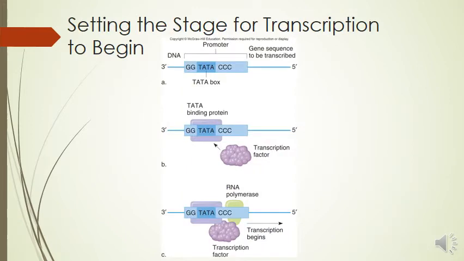In this slide, you can see in A, the proteins that initiate transcription recognize specific sequences in the promoter region of a gene. In B, a binding protein recognizes the TATA region and binds to the DNA. This allows other transcription factors to bind. And in C, the bound transcription factors form a pocket that allows RNA polymerase to bind and begin making RNA.